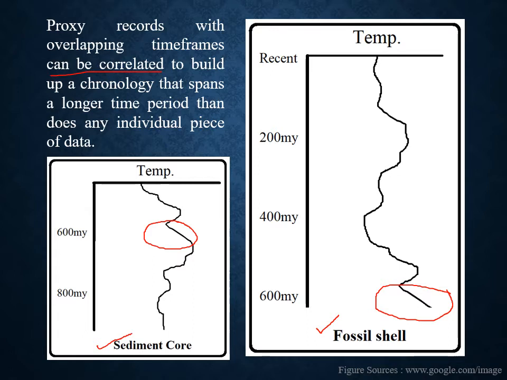So for the recent times, we get the temperature data from fossil shells, and by overlapping the sediment core data of temperature with this fossil shell temperature data, we can get temperature data, say for example, for this case 900 to almost 1000 million years. So in this way, by overlapping one proxy data to another proxy data, we can get the climatic record for the entire geological time period.